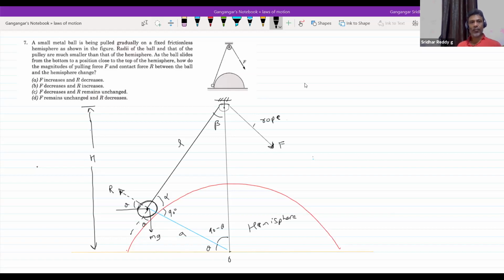Pulling force is F, no? It's telling the magnitude of the pulling force F. So here also the force should be F. The pulling force should be F. So this is M. As I start pulling, what happens to L? It will decrease, no? L will decrease. So what should I do with F? First we'll look at F, then I'll come to the reaction R.